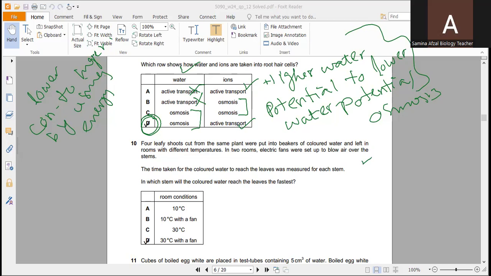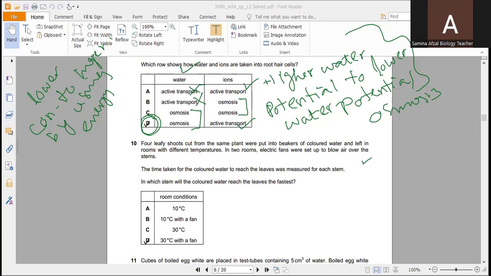Transpiration is the process where water evaporates from the leaves of a plant, creating a pull that draws water up the stem through the xylem. So the factors which affect the rate of transpiration are temperature and air movement. Here you can see both conditions are given: temperature has been shown, and secondly, the air movement.